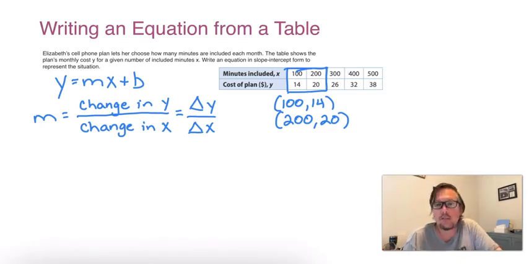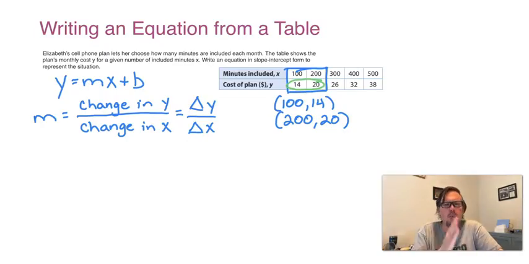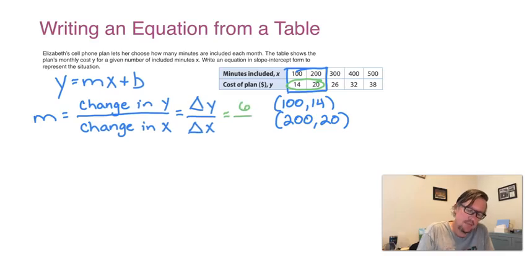So let's look at our 2 y coordinates. Our y coordinates that we have here are 14 and 20. So we were at 14 and we went up to 20. So what happened going from 14 to 20? The answer is we went up by 6. 20 minus 14 is 6. So to get from 14 to 20, we went up 6. So the change in y is a positive 6.